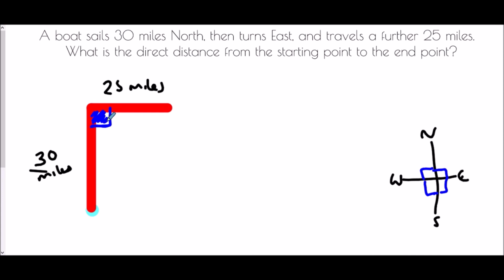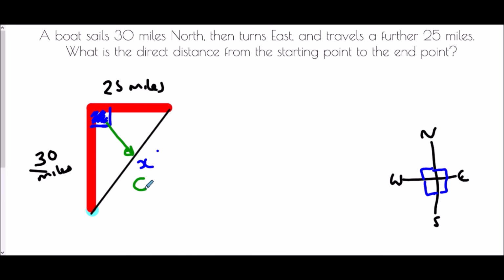Now, the question was, what is the direct distance from the starting point to the end point? And so what it actually is asking for is, what is the distance from this starting point to this end point? And so this is x. This is what we want to find out. Now, again, in this question, we need to know which bit is the hypotenuse. And so here is our right angle. The side opposite it is our hypotenuse, and therefore x is c.